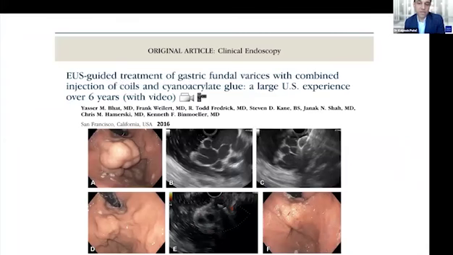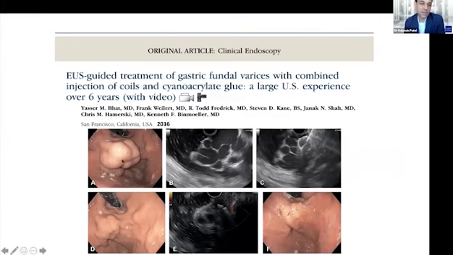And really the story began, or at least in the literature, in 2016, a publication from Ken Binmuller's group in San Francisco, where they presented the largest US experience with EUS-guided coil embolization. Here's a typical sequence.